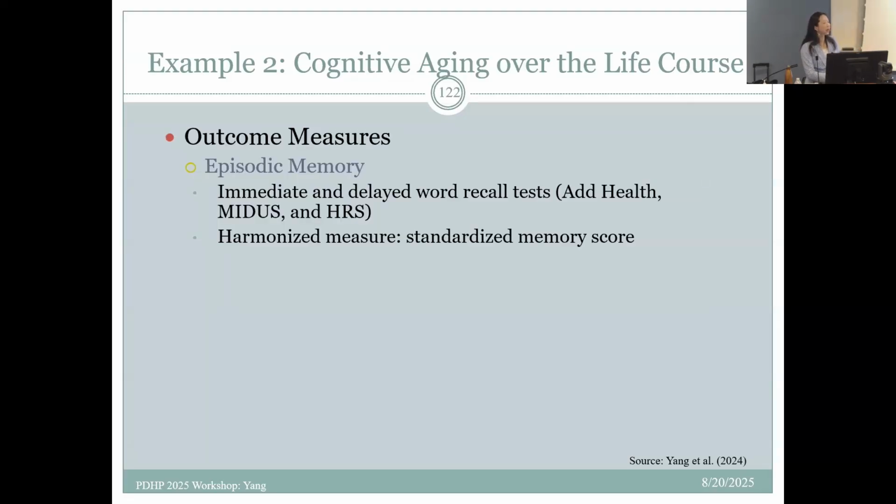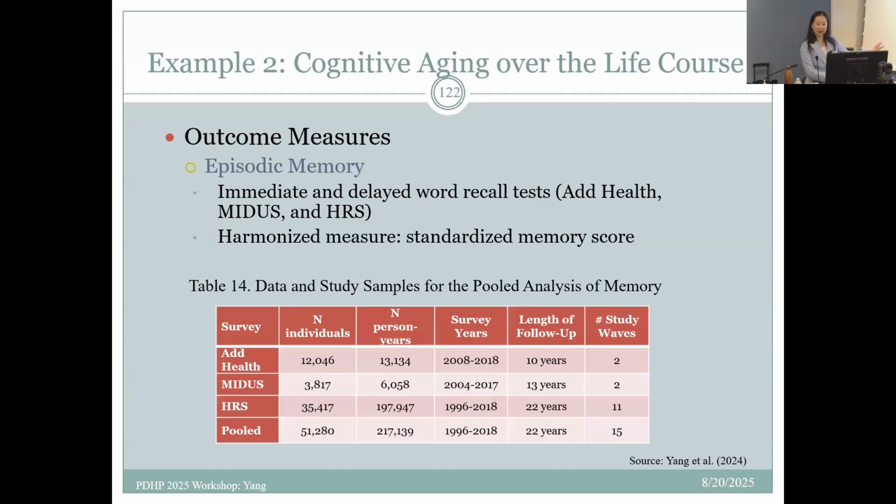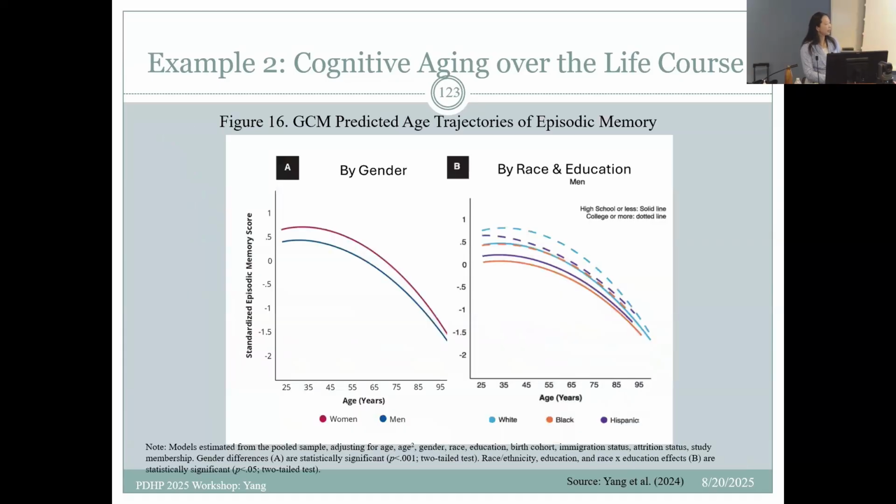So given the variety of cognitive measures across these studies, we could do 2 kinds of things. First, for the measures that overlap across these studies on episodic memory, we could harmonize the measures very easily using standardized memory scores and conduct pooled IDA just the way that we did BMI. And here's a summary of the study samples, where we have 50,000 individuals, 22 years of follow-up, and 15 waves of data. And here are the major results, where we see predicted age trajectories of episodic memory by gender, race, and education.